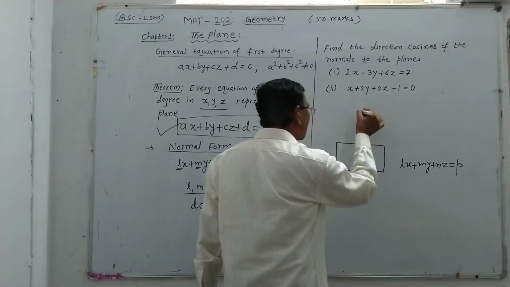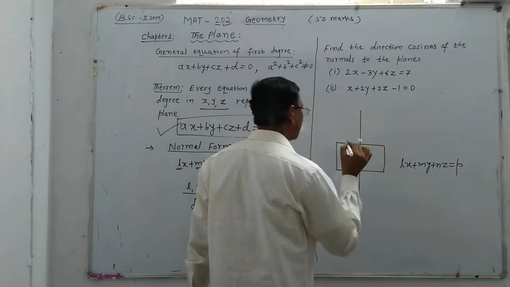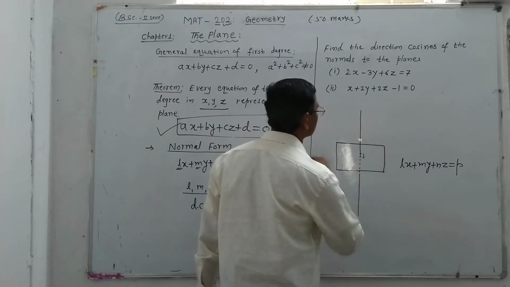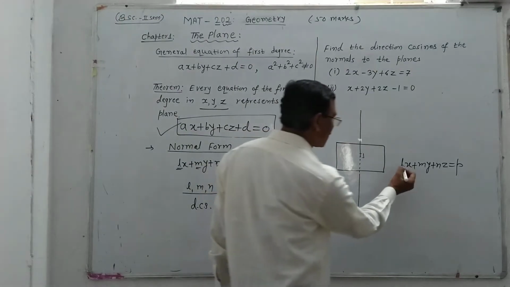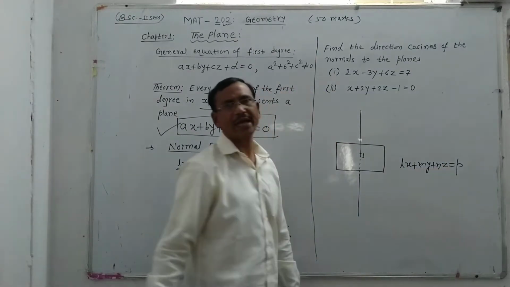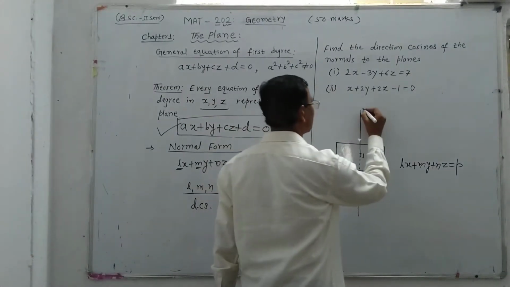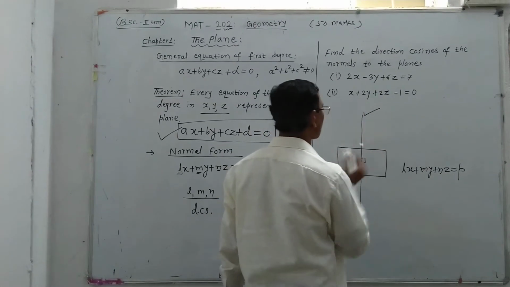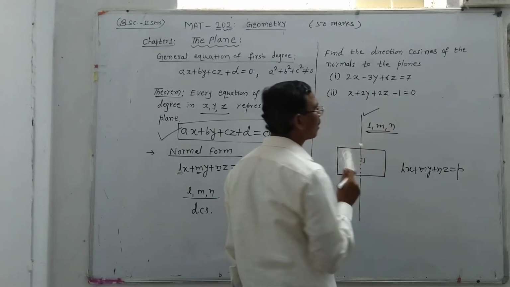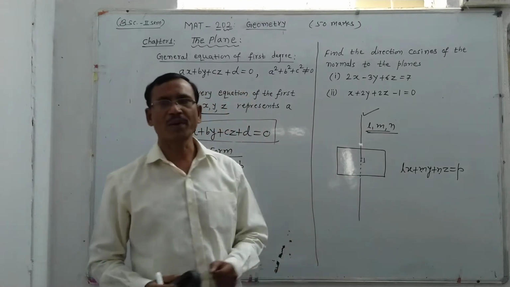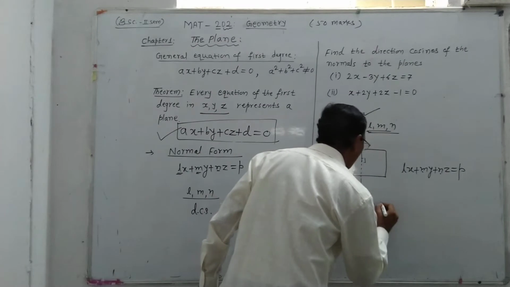Now, consider a line which is perpendicular to the plane, perpendicular to the surface of the plane. Then the coefficients l, m, n of x, y, z are the direction cosines of this line. That means l, m, n are the direction cosines of the line which is perpendicular to the plane. And the line which is perpendicular to the plane is called a normal.